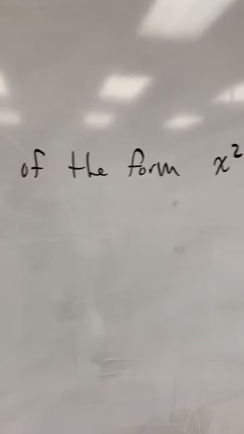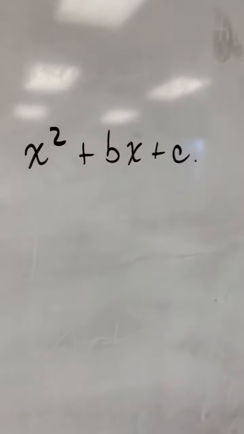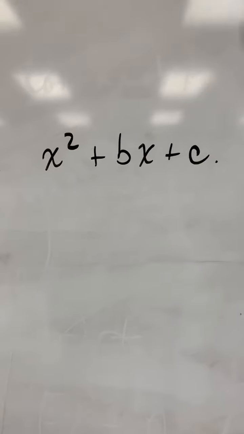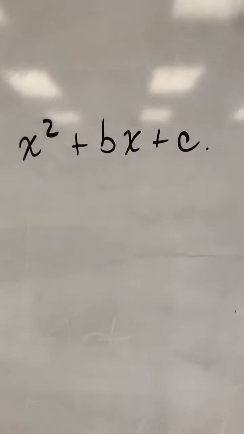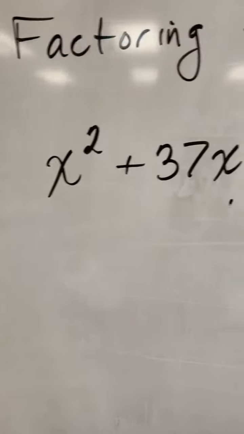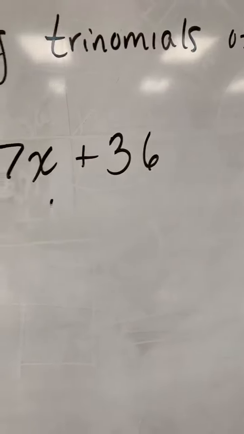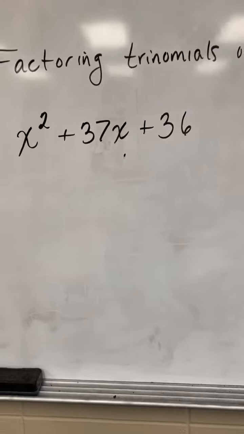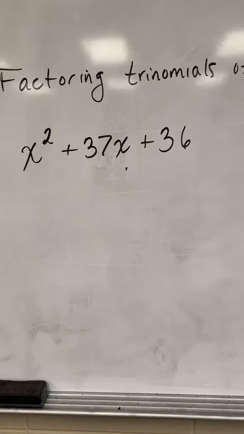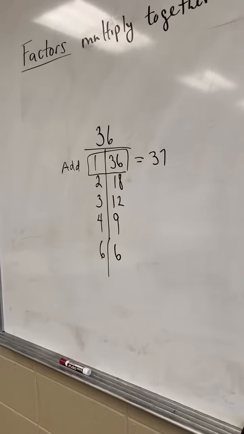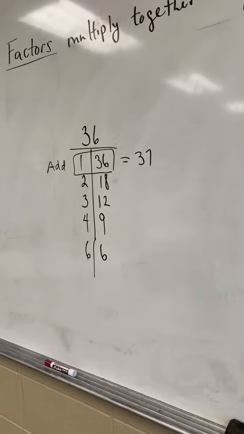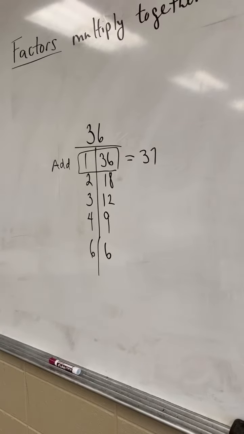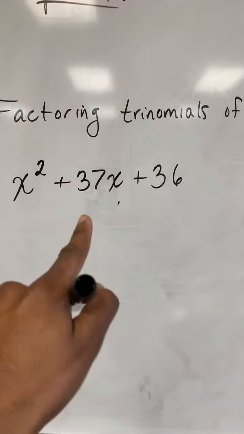So we're going to be factoring trinomials of the form x squared plus bx plus c. And this is a trinomial because it has 1, 2, 3 terms. So x squared plus 37x plus 36. That's the problem that we're factoring. Now, I already know which factors to use: 1 times 36, because if I add 1 plus 36, I get 37. And remember, 37 is the number right there in the middle.